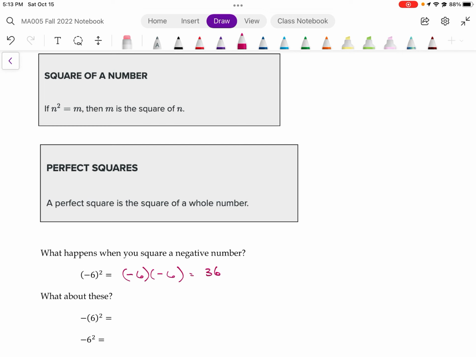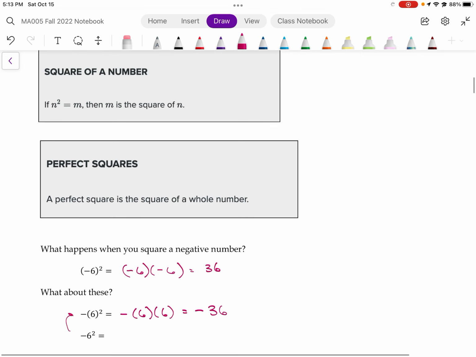So what about the next one? Well, this one is different. This negative is not on the inside. We're not squaring a negative 6. We're squaring a 6, and it's negative on the outside. So we've got negative 6 times 6, which is negative 36.